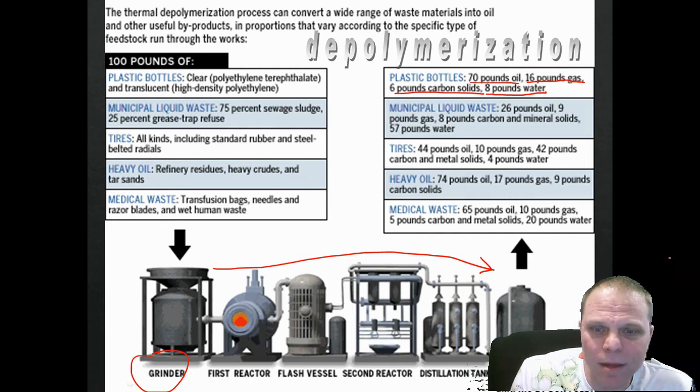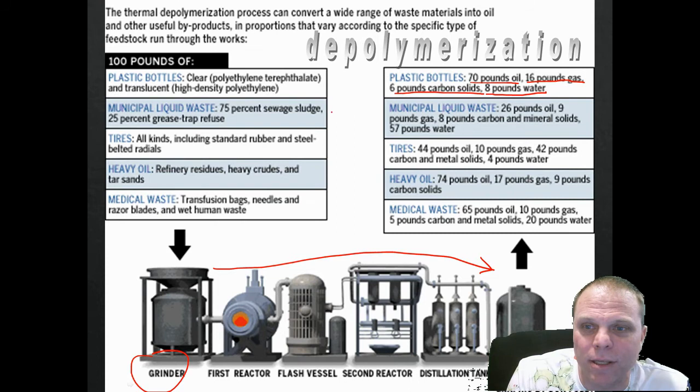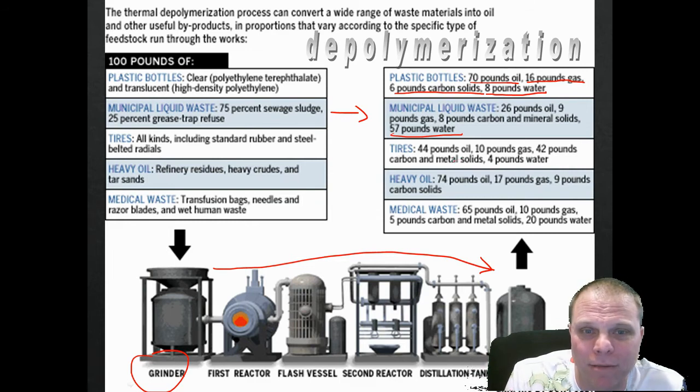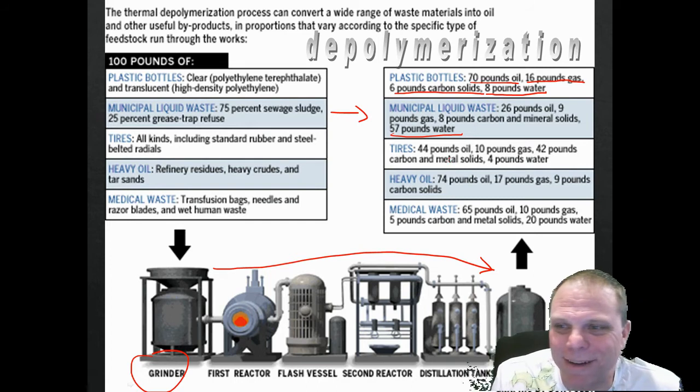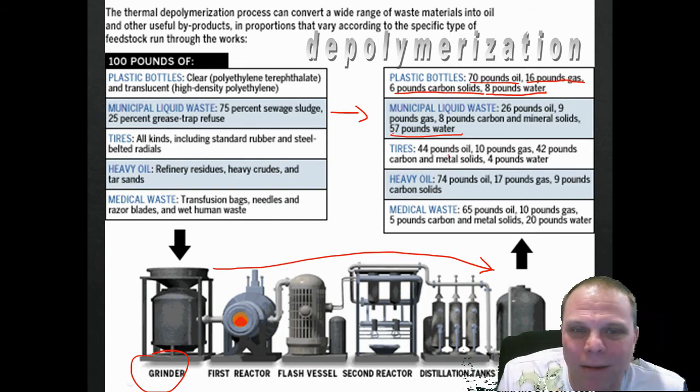Tires. Think about what you could do with all the tires that we use every year. Yeah, wow, 57 pounds of water. Woo, for 100 pounds of tires. Our tires are made up of a lot of water, right? And I didn't really think about that before, did you? Oh, sorry, that was liquid waste. No, that makes a lot more sense. I'm like, what? 57 pounds of water from tires? Okay, yeah, 4 pounds of water. That makes a lot more sense with tires.